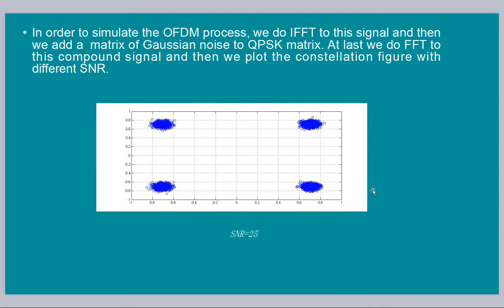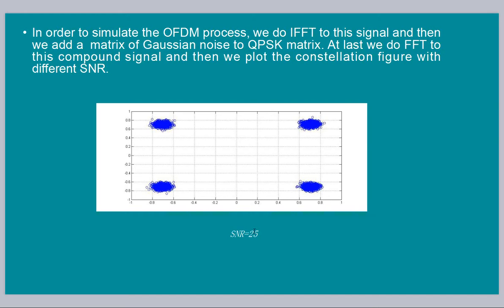So in order to simulate our OFDM precisely, we do FFT to this signal, and then we add a matrix of Gaussian noise to the QPSK matrix. At last, we do FFT to this compound signal, and then we plot the constellation figure with different SNR.